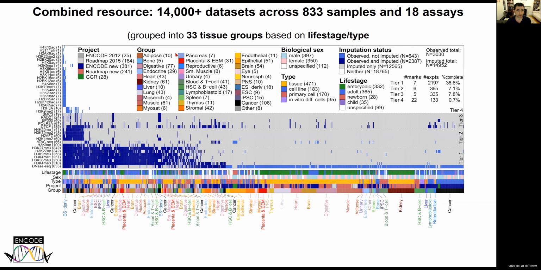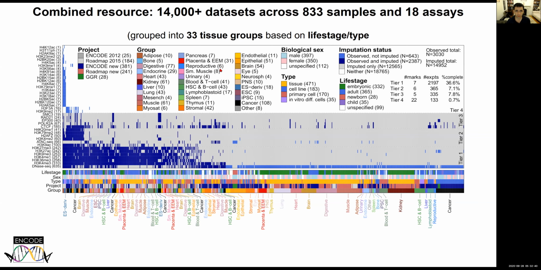So overall, the combined resource contains 14,000 data sets across 833 biosamples and 18 different assays. These have been grouped into 33 tissue groups based on both lifestyle, life stage, and tissue type. So these are the 4 projects that were combined.